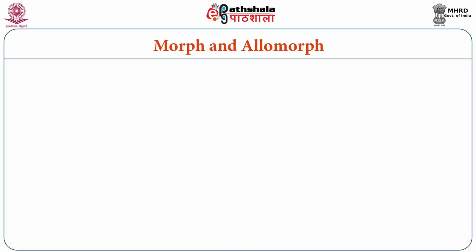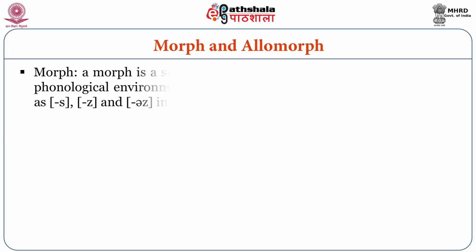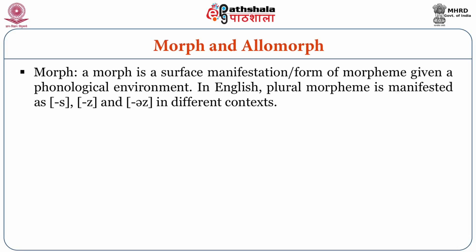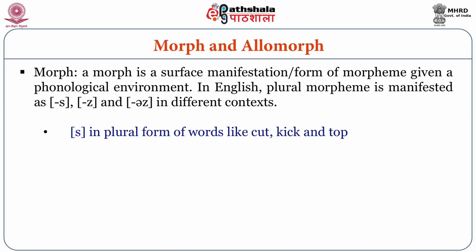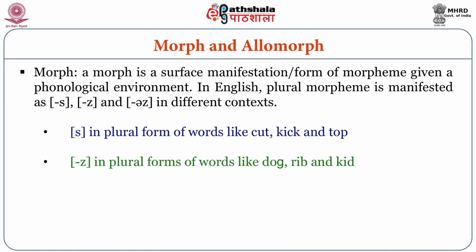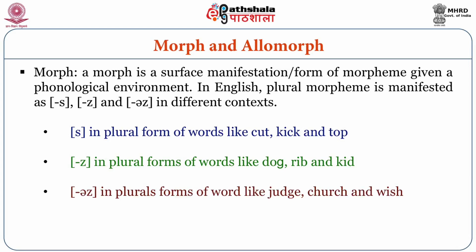Now when we say morph and allomorph, previously we discussed phoneme and allophone, now we are discussing morph and allomorph. What is that? A morph is a surface manifestation or form of a morpheme given a phonological environment. In English, the plural morpheme is manifested as s, z and iz in different contexts, like s in the plural form of words like cuts, kicks and tops, or z in the plural forms of words like dogs, ribs and kids, and iz in the plural form of words like judges, churches, wishes.